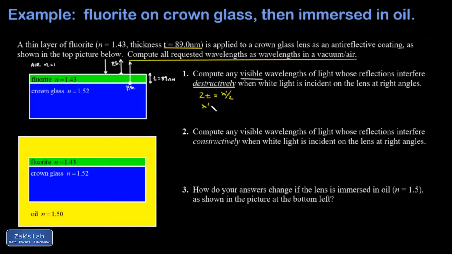Solving for lambda prime, I get 4t. I can plug in my thickness of 89.0 nanometers, and I get 356 nanometers for a wavelength of light interfering destructively.